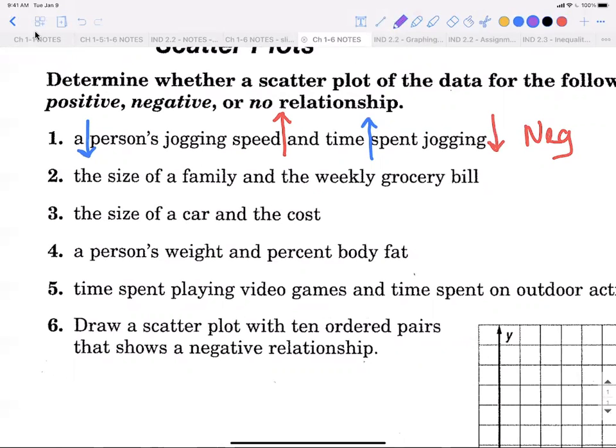Okay. So now you've got the size of a family and their weekly grocery bill. So first think about it. If a family gets bigger, right? If a family gets bigger, what's going to happen to their grocery bill? Yeah, the grocery bill is going to go up. So that one would be positive.